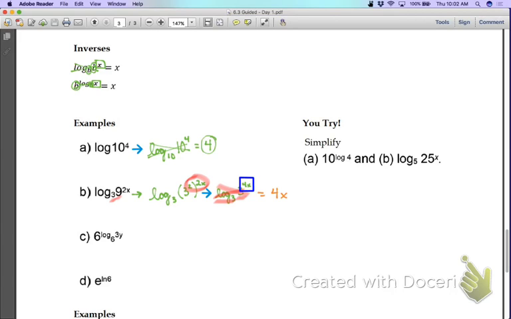Now, on C it's a little hard to tell, but your log is your exponent. So is the base of my exponent and the base of my log the same value? Yes. So what's going to happen? What am I left with? 3y. There's my final answer.